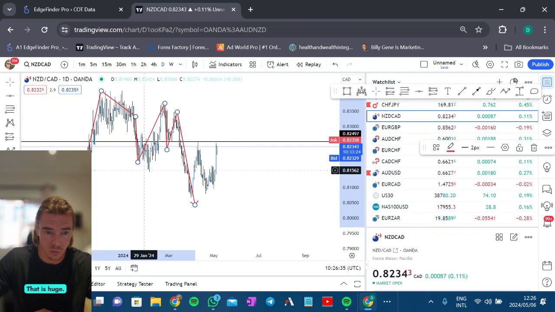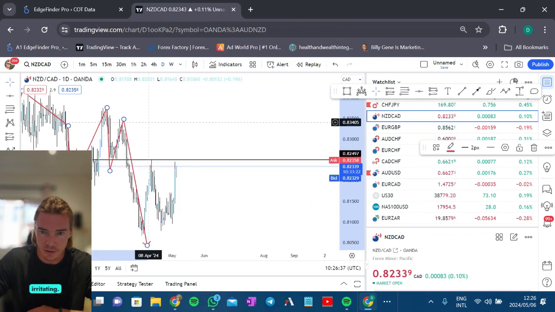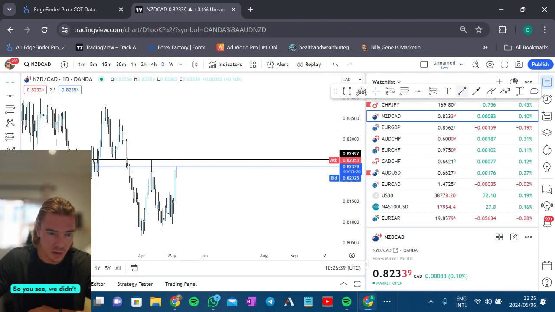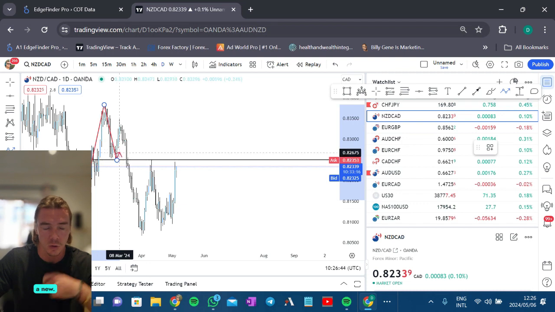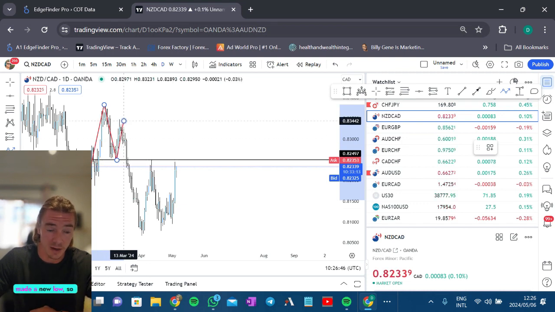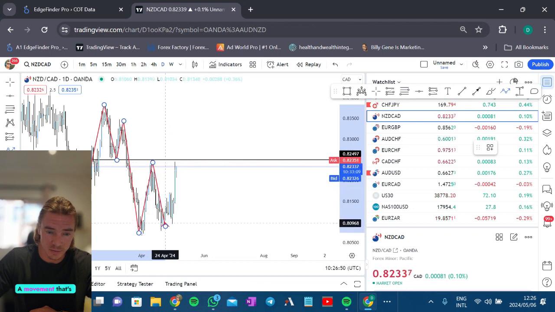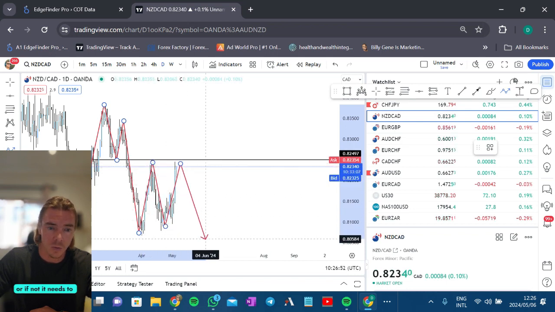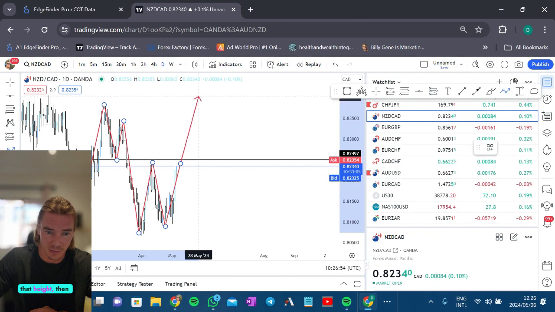That is huge. So this is actually irritating me. Let's just go here. So you see, it didn't make a new high, came back down, tested an area, came back up, made a new lower high, pulled all the way down, made a new low. So we are still in a movement that's possibly coming down, or if not, it needs to break that high, then we're going to come back down, and we'll see what happens.